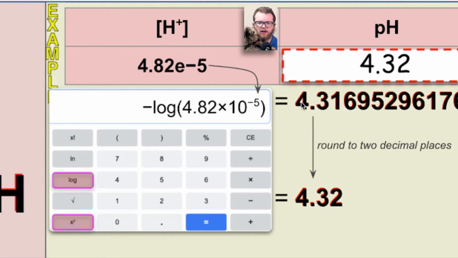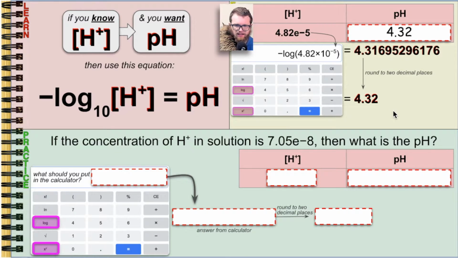It'll give us this long decimal 4.31695296176. We can round that to 2 decimal places. This 1 here, the number after it is bigger than 5, so we round it to 4.32, and that is our pH. So when you're calculating pH and pOH, the pH and pOH numbers should only ever be between 0 and 14. They should never be negative. If you're getting a negative number for your pH or pOH, then you have calculated it incorrectly.